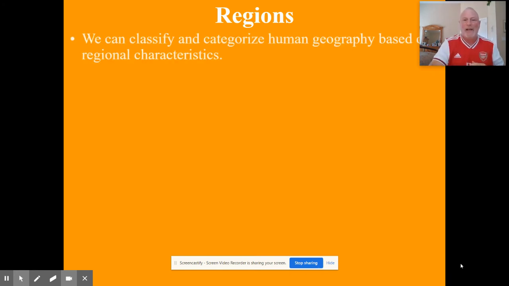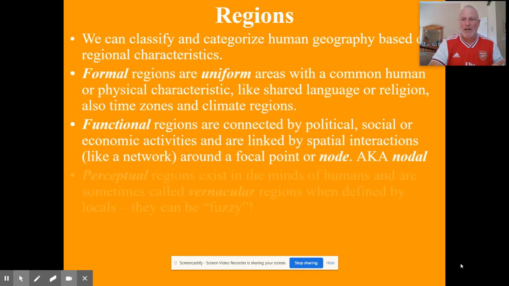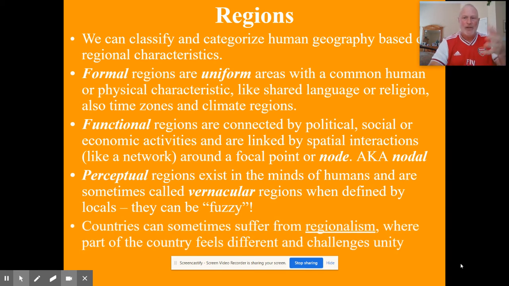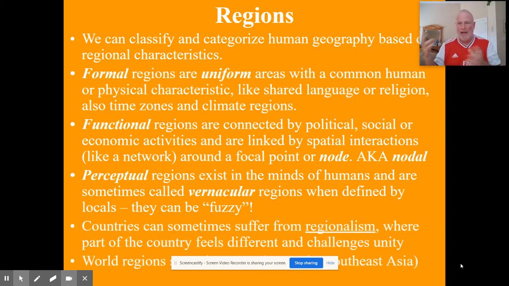Regions, our fifth and final theme. And of course, we're going to talk about different kinds of regions in class. You can stop and pause and read through this slide to learn about the different kinds of regions: formal, sometimes called uniform; functional, sometimes called nodal; and perceptual, sometimes called vernacular, right? So I'll give you a second to take a look at this.